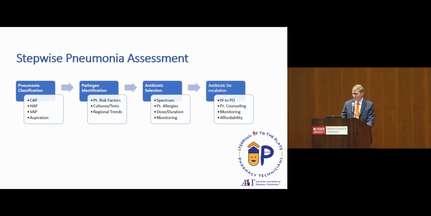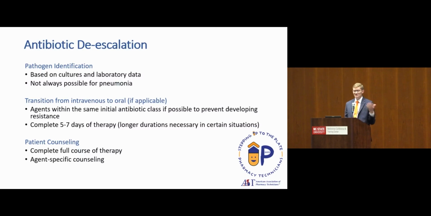And then finally, we want to de-escalate our antibiotics. So we've identified what the potential causative pathogens are. We started some antibiotics, and now potentially we want to de-escalate those antibiotics if we can. This is going to be difficult in pneumonia, as I mentioned. We can't always culture the causative pathogen in pneumonia, but sometimes we can.